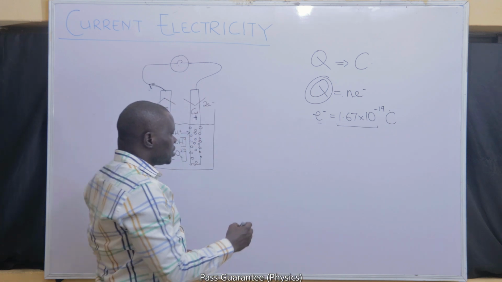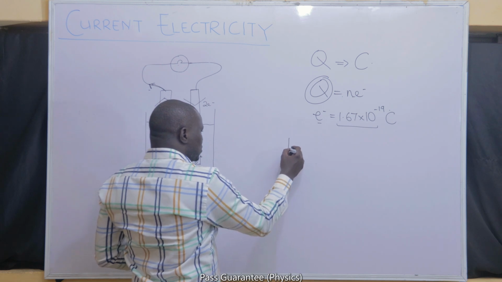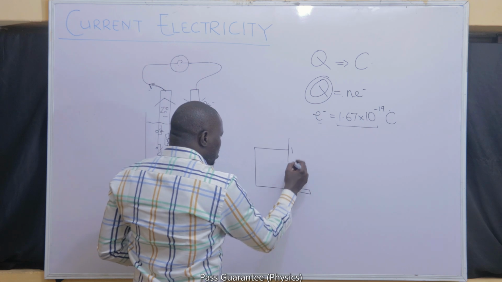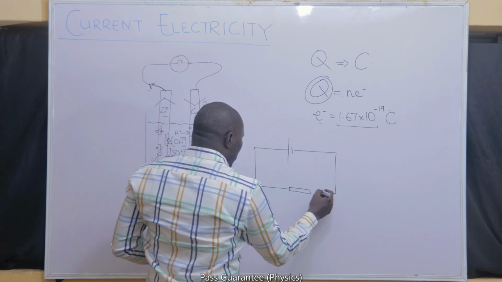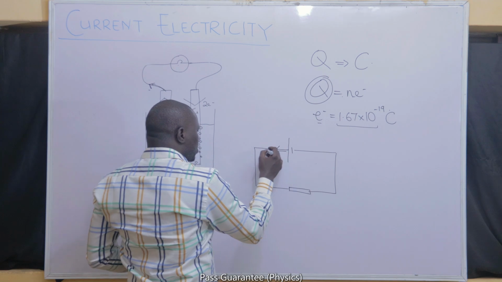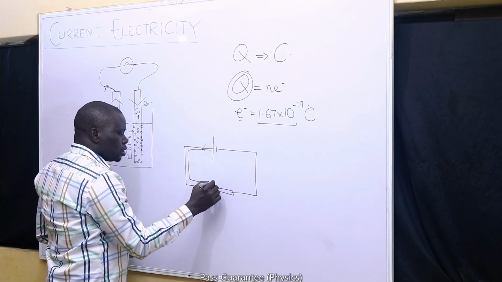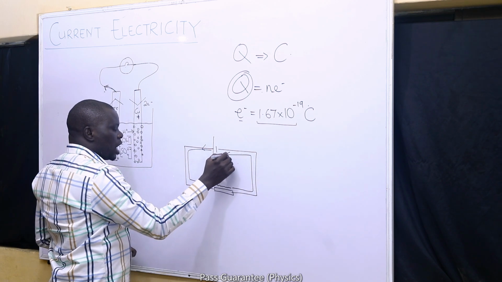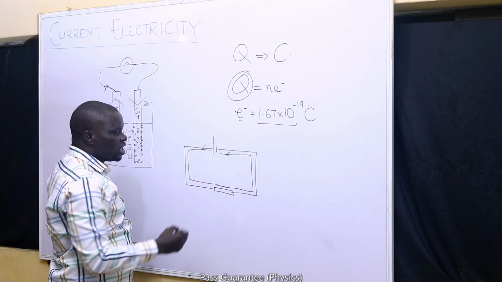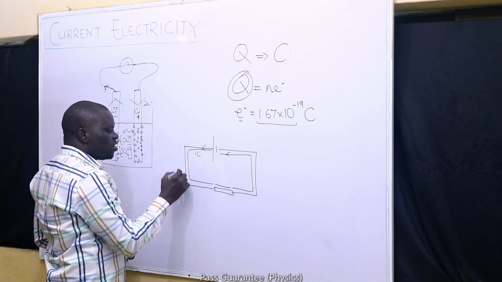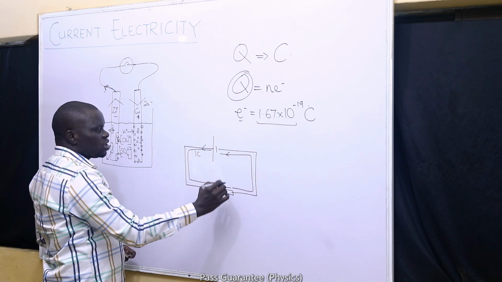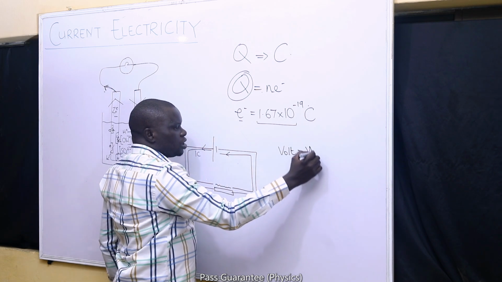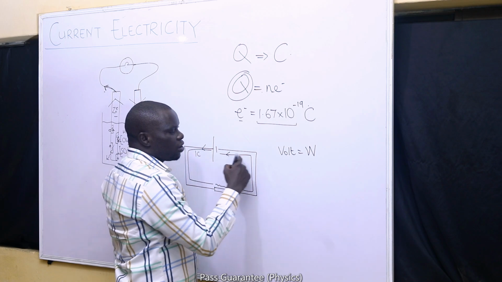If you connect a cell, now represented as this, across a component, most components are called resistors. The cell will drive the charges through this component. It will move through the component and it will continue its motion across. Now the work that is done in driving 1 coulomb of electricity around the circuit is called the volt. The volt is the work done in moving 1 coulomb of electricity across a circuit.